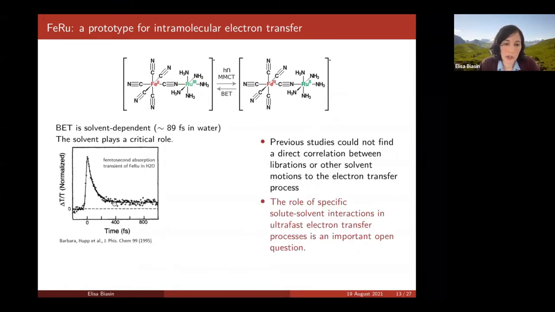In the 80s, Barbara measured with transient absorption a back electron transfer time in water of around 90 femtoseconds. He saw that this back electron transfer time was solvent dependent, thus concluding that the solvent plays a critical role in the electron transfer process. However, since optical methods are not directly sensitive to structure, these studies could not really point at the specific solvent motions that might impact the electron transfer reaction. In particular, both the cyanide ligands and the amine ligands surrounding the ruthenium can form strong hydrogen bonds with the surrounding solvent environment. In our experiment, we utilized water. The hydrogen bonding interaction between the ligand and the solvent molecule is supposed to be weaker in the excited state than in the ground state. But the mechanistic details of this interaction were unknown, so we utilized X-ray scattering to look into this.